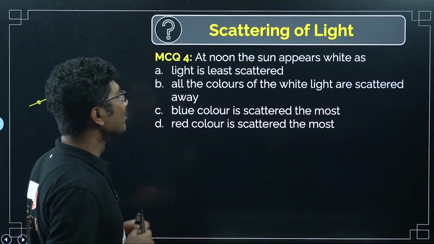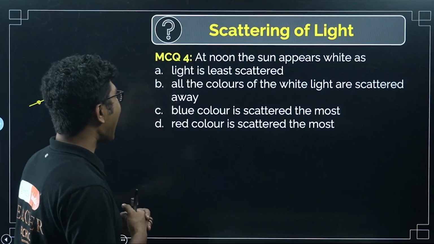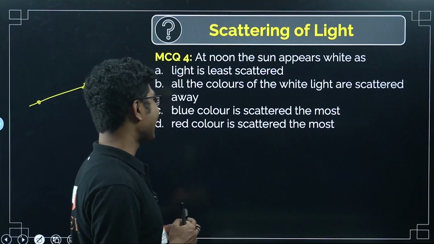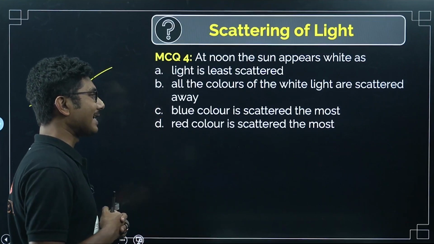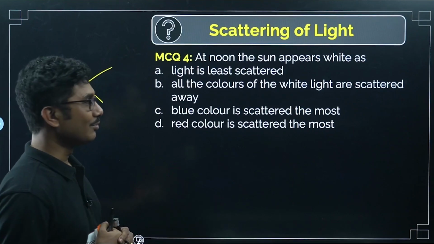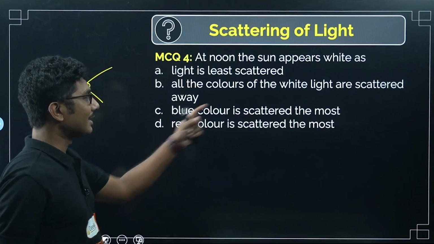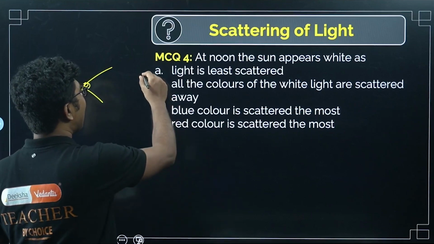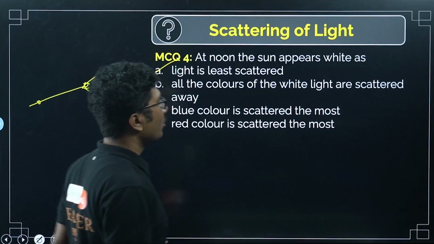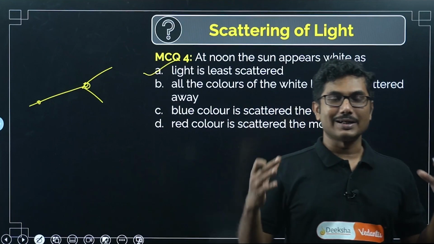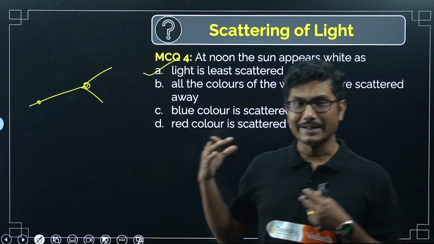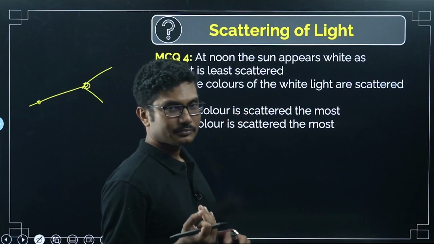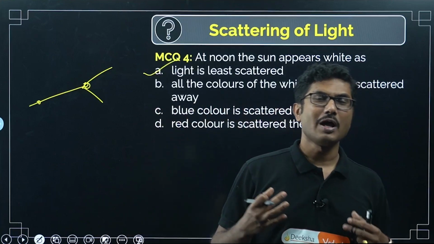Now at noon the sun appears white as light is least scattered. All the colors of white light are scattered away. Blue color is scattered the most, red color is scattered the most. Even though blue color is scattered the most, none of the statements is correct except that light is least scattered. So white means all the colors are present. Like dispersion, due to scattering also we sometimes see colors. Scattering is also responsible for colors.